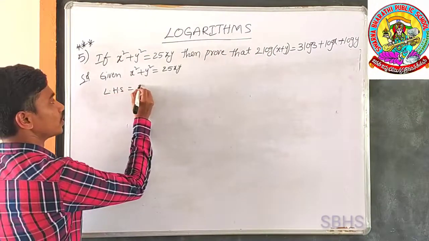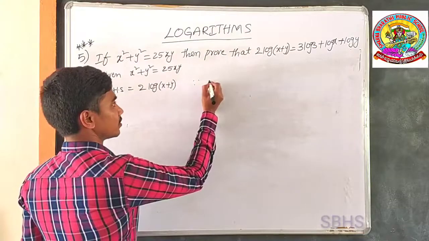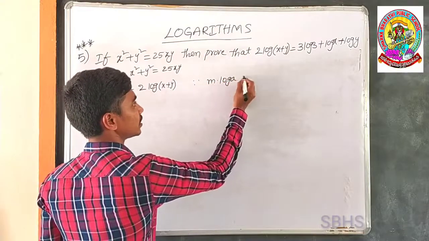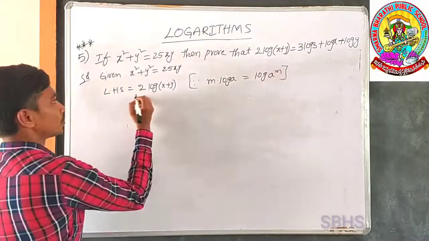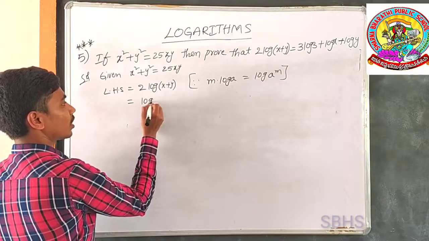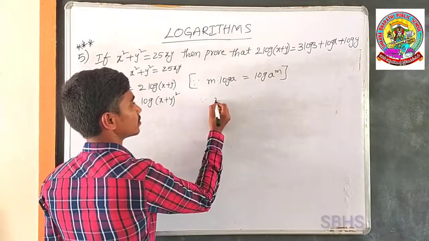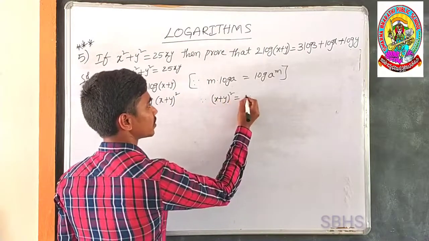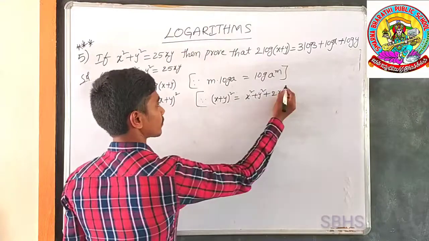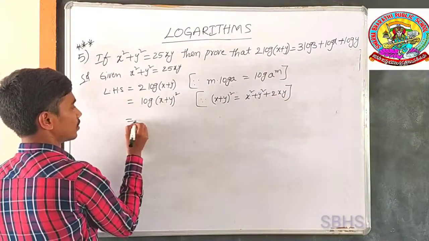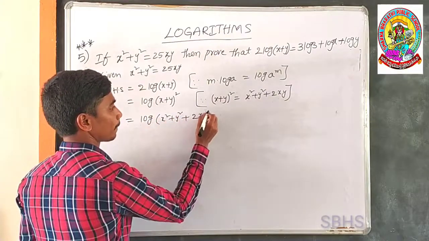LHS is equal to 2 into log (x plus y). Once memorize the law, m into log a is equal to log a power m. Reversely, I said 2 into log (x plus y), so that's why log (x plus y) whole square. Algebraically, (x plus y) whole square is equal to x square plus y square plus 2xy. So expand this: log (x square plus y square plus 2xy).